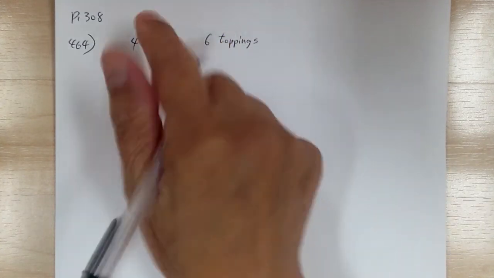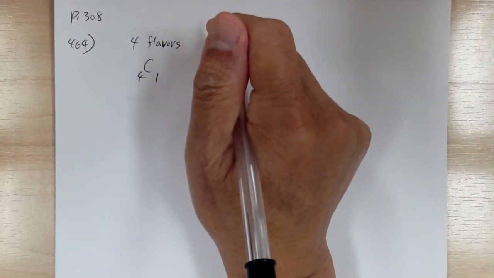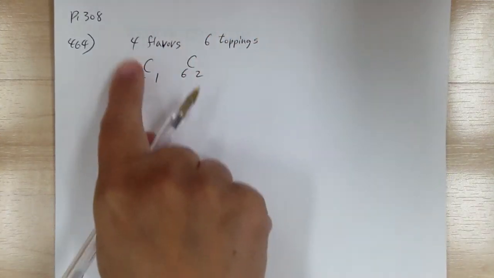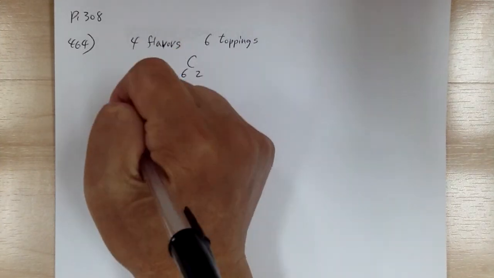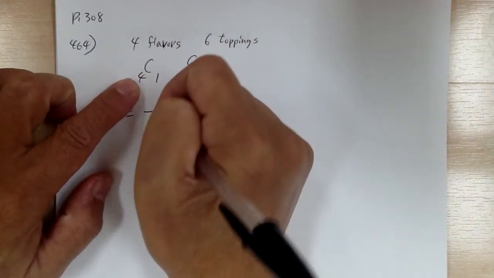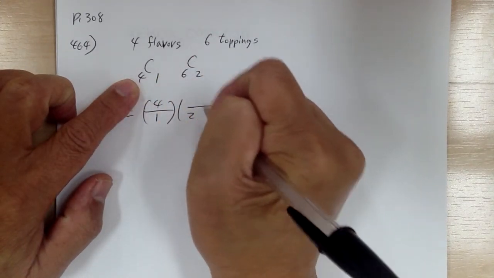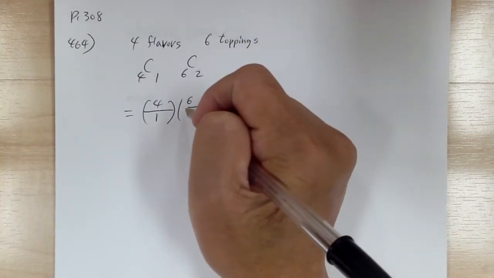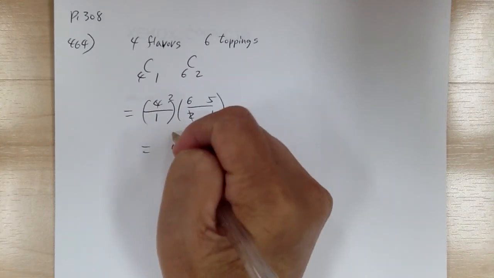So we want to get one flavor, so it'd be 4 choose 1. And you want to get 2 different toppings, so it'd be 6 choose 2. So again, there are 4 flavors, you choose 1. There are 6 toppings, you choose 2. Okay, so this would be the 1, 4, and this would be 2, 1, 6, 5. Right. Okay, so they cancel, so it'd be 60.